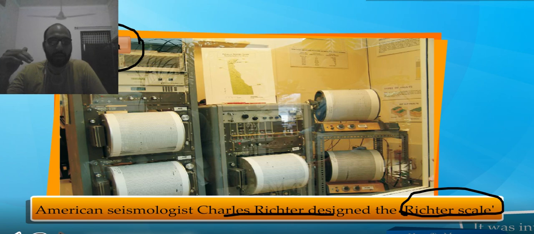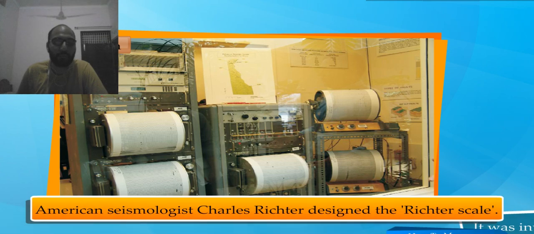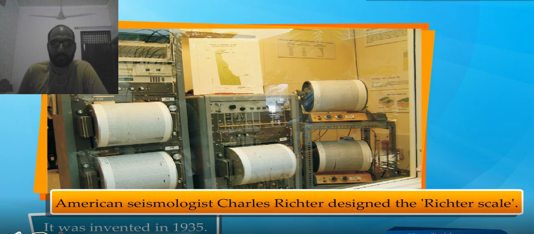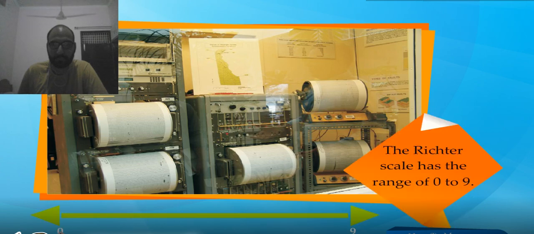In the India or Himalaya region, the earthquake was around 7.2 on the Richter scale. That was 5 on the Richter scale, and that was 3 on the Richter scale. So this is a scale to measure the intensity of how big an earthquake has been, how lethal it has been. The more the number, the more powerful that earthquake is. It was invented in 1935. The Richter scale has the range of 0 to 9.